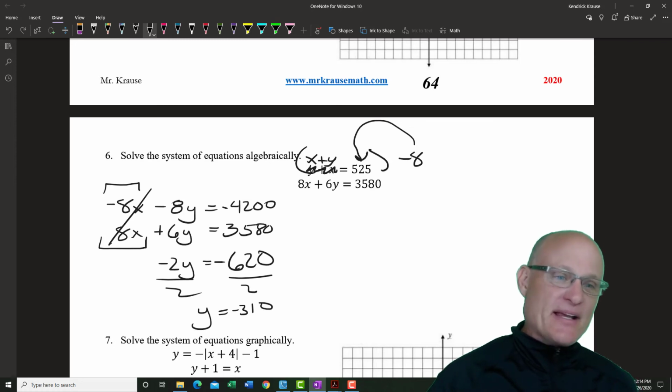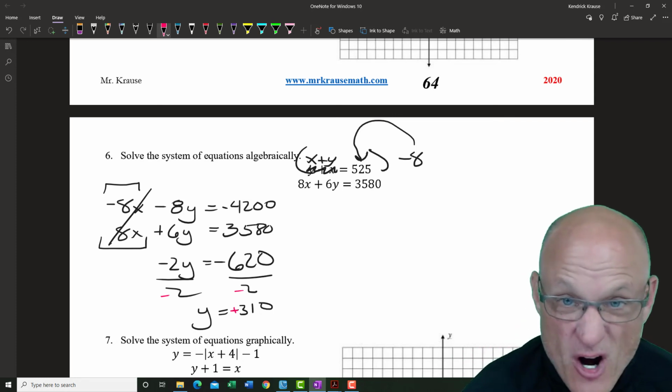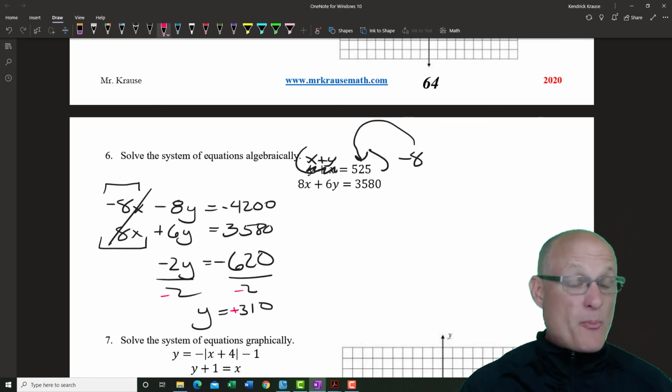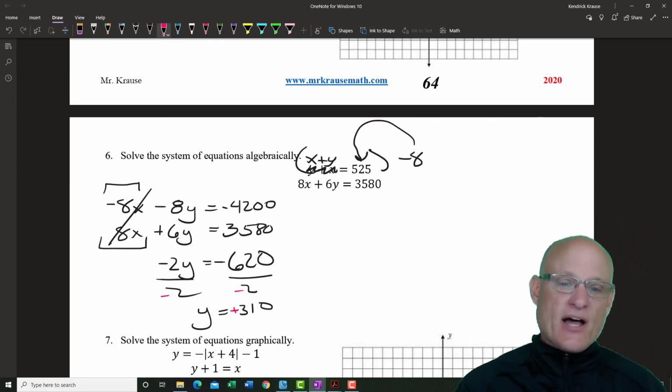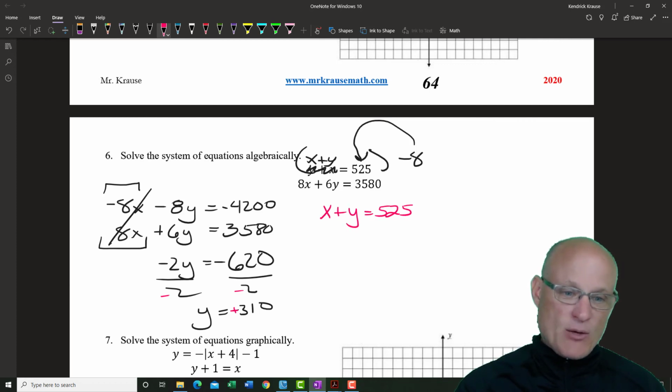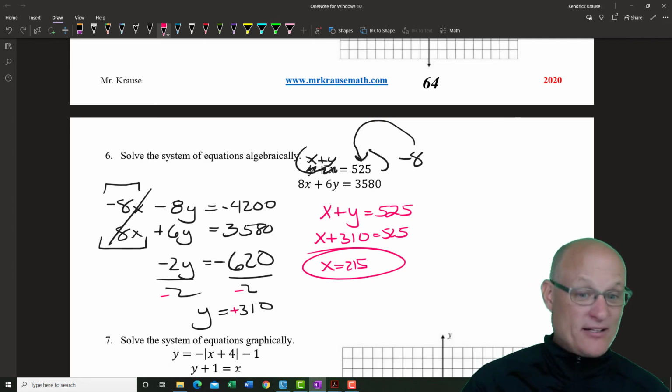See, it's so easy to make sign mistakes on these things. Look at this. I didn't divide by -2, which means I got a -310. The answer is actually +310. We're so far off but we didn't even know it. So pay attention to your signs. Be careful with your signs. All right. Now the first equation is x plus y equals 525. We'll put the y in that we actually finally got. 310 plus x equals 525. Subtract to get x equals 215. I know we got 215 earlier, but I'm pretty sure we got y to be equal to 215, not x, right? So you got to be careful.